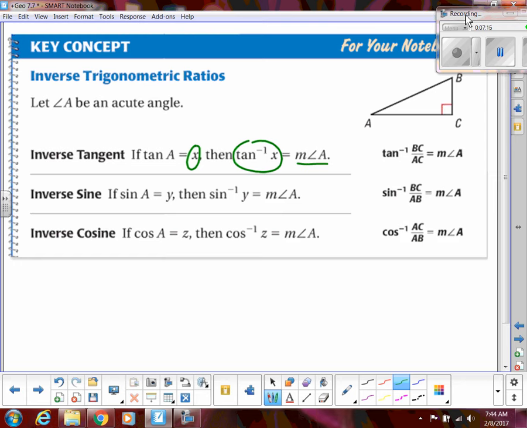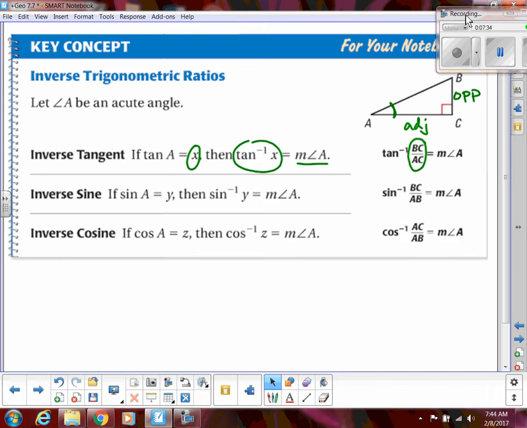So for example, if I was doing angle A here, and this is the opposite and adjacent, I know the tangent of A is BC over AC right there. So what we're going to do is on our calculator, we're going to do the inverse tangent of that ratio.